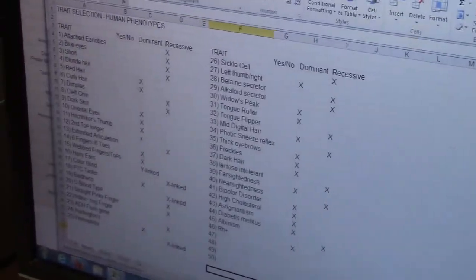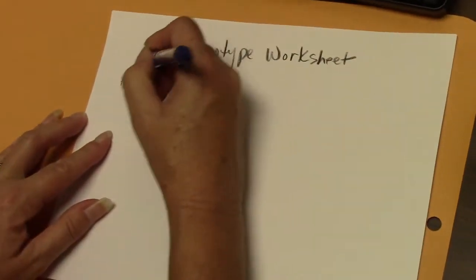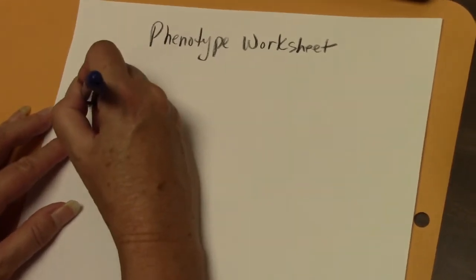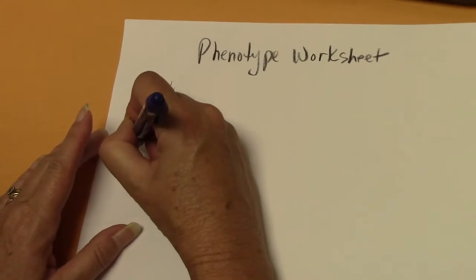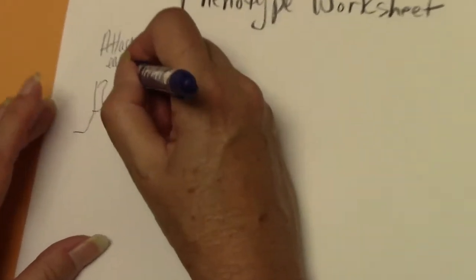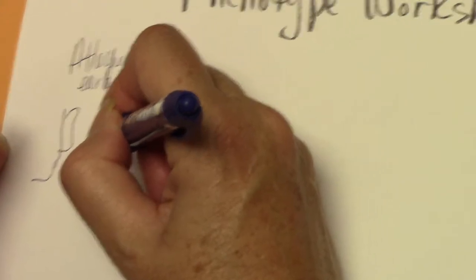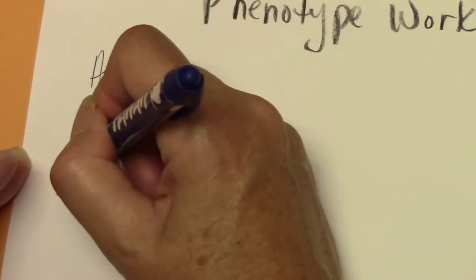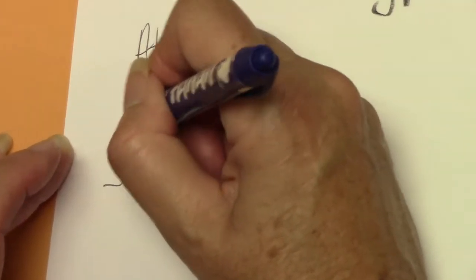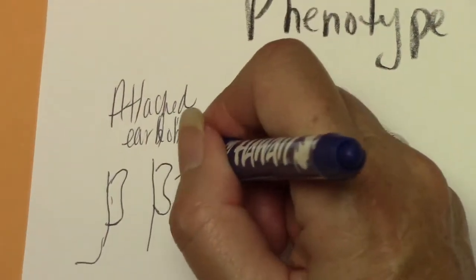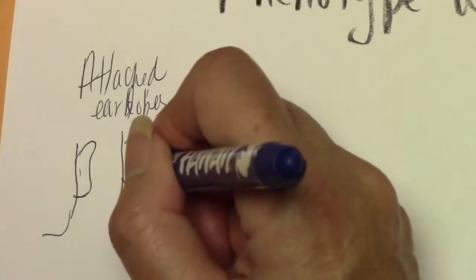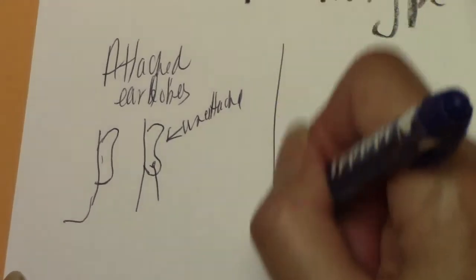For example, if we're talking about attached earlobes, I'm going to show you what this looks like and you can figure out what you have. Attached earlobes: a person's ears go into the head like this. If it's unattached, then the person has the little earlobe that you see hanging down. This is attached, where it goes into the side of your cheek, and this is unattached, which a lot of people have. If you wear earrings, the little earring would hang down like that. So that's the attached earlobes trait.